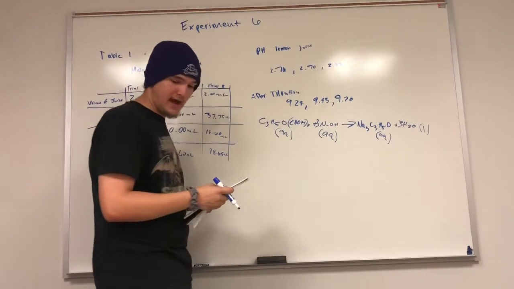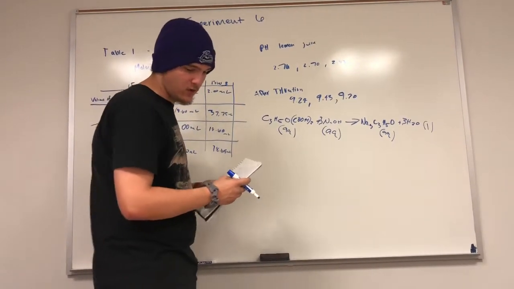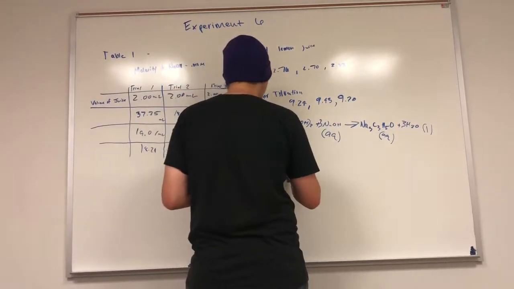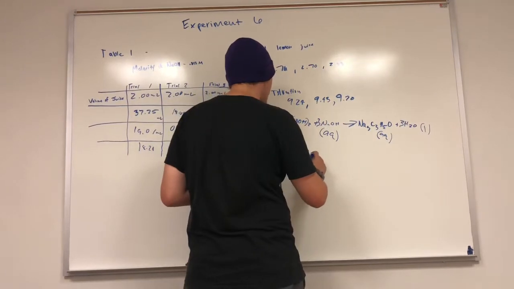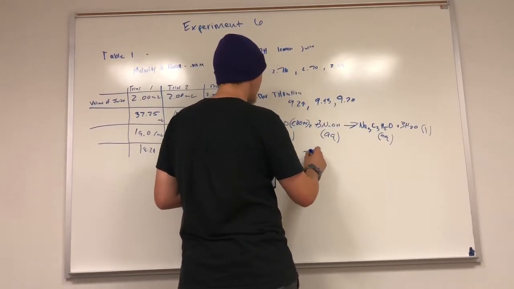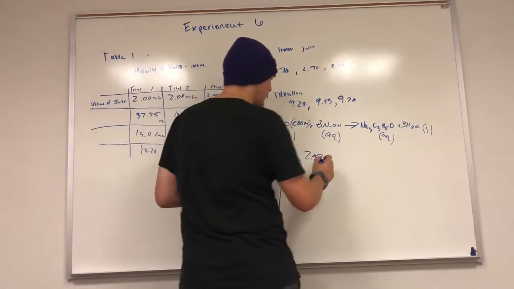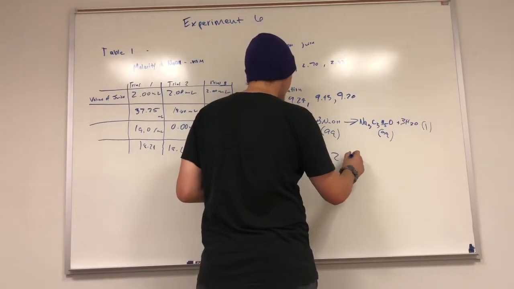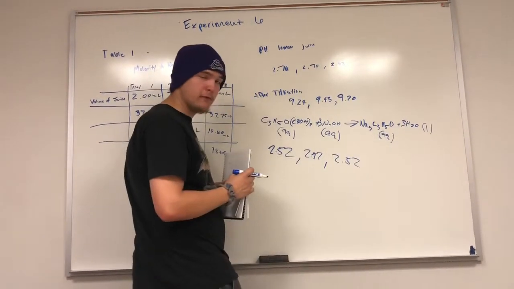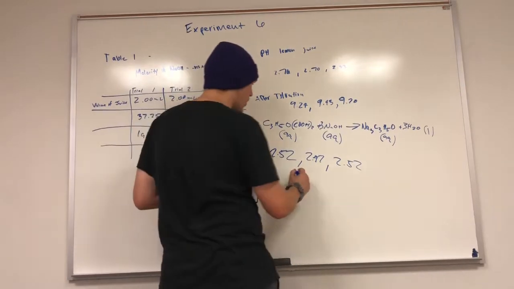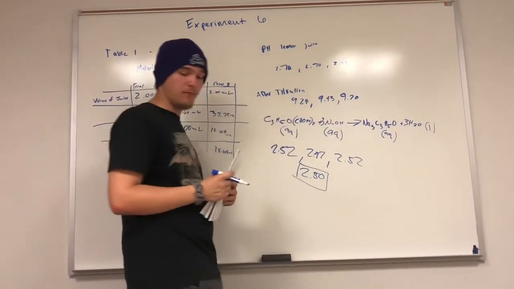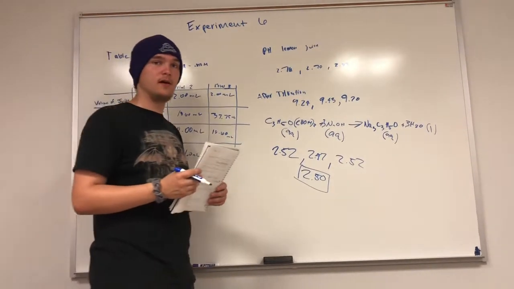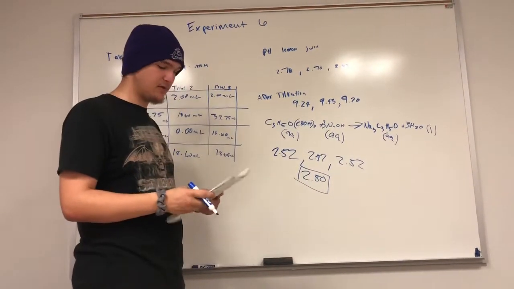Now, we're going to show the average of all 3. So that's going to be 2.52, as we just found. That's going to be 2.47, which I calculated before the video. And that's going to be 2.52 again. Very similar. Now, if you add all 3 of these up and divide by 3, our average is 2.50, and that is our average concentration of the lemon juice.